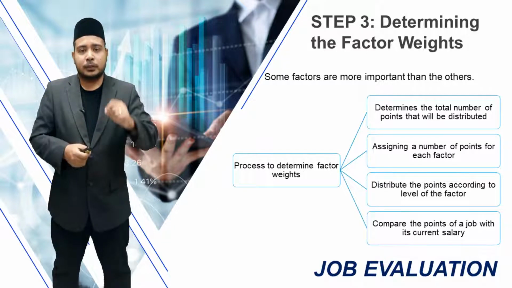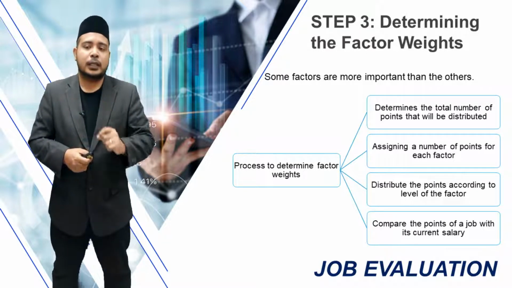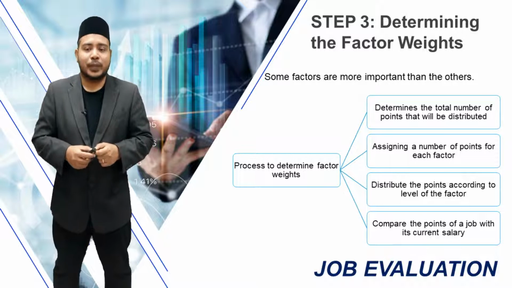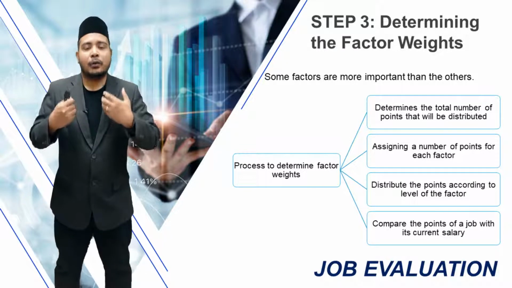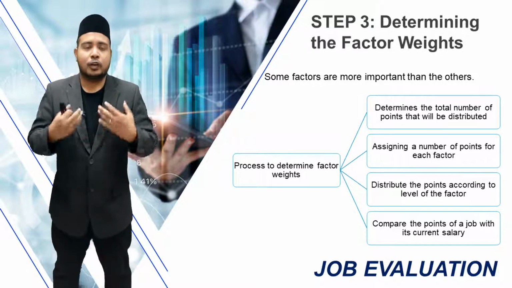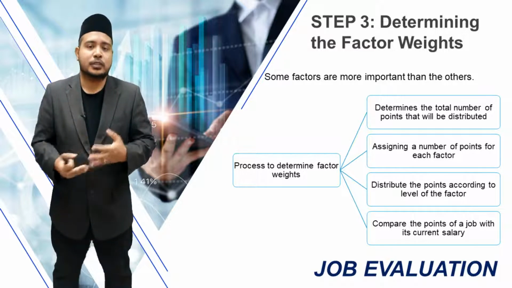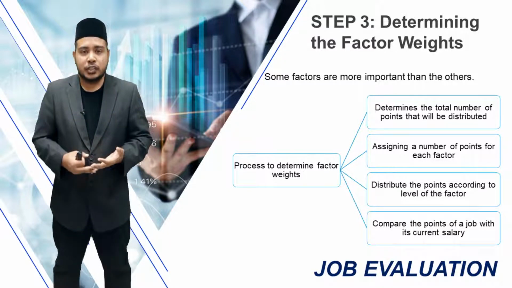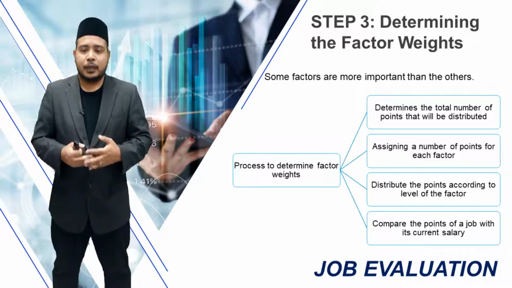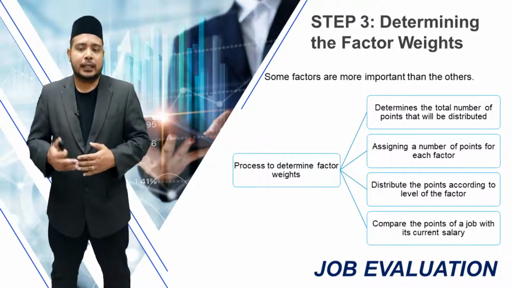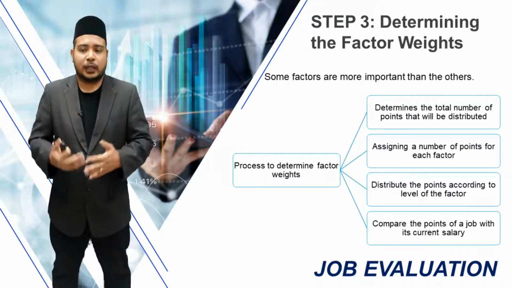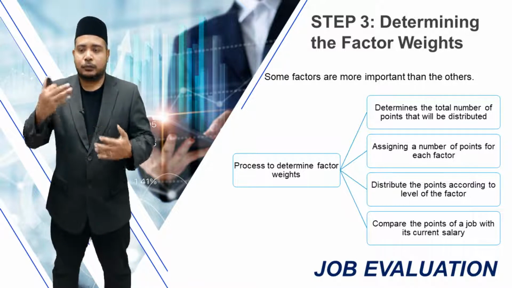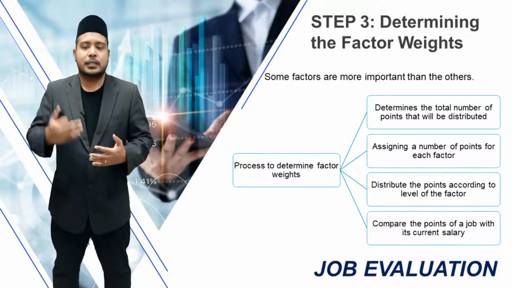Okay, after we are able to determine the levels, we need to determine the factor weights. How important is the factor? How important are the factor and its level to the company, to the strategic business of the company? Some factors are more important than the others. So to determine factor weights, there are 4 processes.